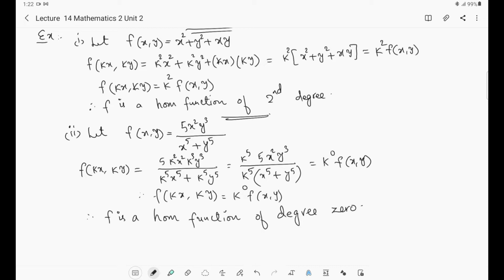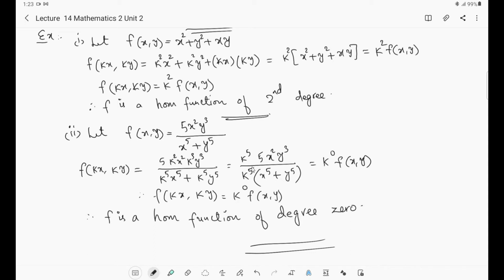So in other words, what we can say is the total power of variables in each term should be the same, then the function is said to be homogeneous. Mathematically we have to do all these things, but in general, for identification it is enough to see that in each term the total power of the variables is the same. Here the power of x is 2, the power of y is 2, here the power of x is 1, the power of y is 1, so the total power is the same. So in that case we say that the given function is a homogeneous function, right?